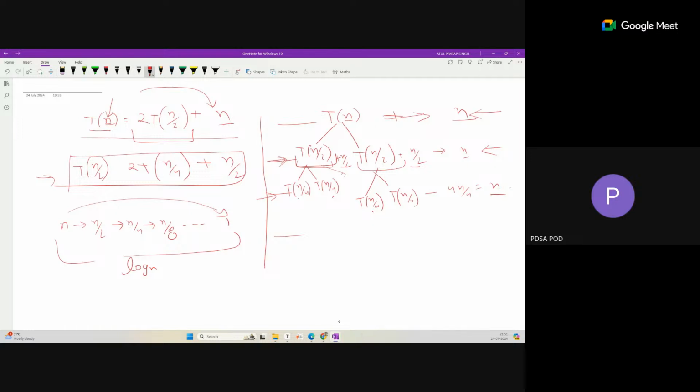Okay, levels are also log n, and each level n operations are required. So log n levels are there, each level n operations are required, so total n log n. So we are getting this n log n for this type of relation. When we are getting the same number of operations at each level, we can directly multiply the operations by the total number of levels.